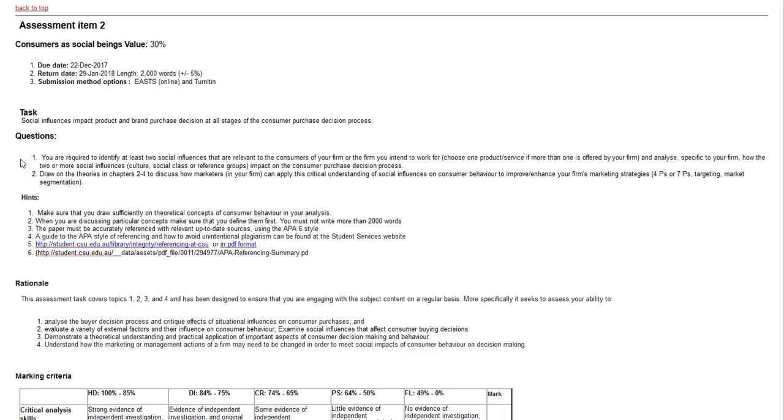Second, draw on the theories in chapters 2 to 4 to discuss how marketeers in your firm can apply this understanding to improve your marketing strategies. There are some hints there to help you improve your assessment. Remember, the length of the assessment is 2,000 words plus or minus 5%. We don't want you writing 3,000 words or 3,500 words. We're looking for 2,000 words plus or minus 5%.